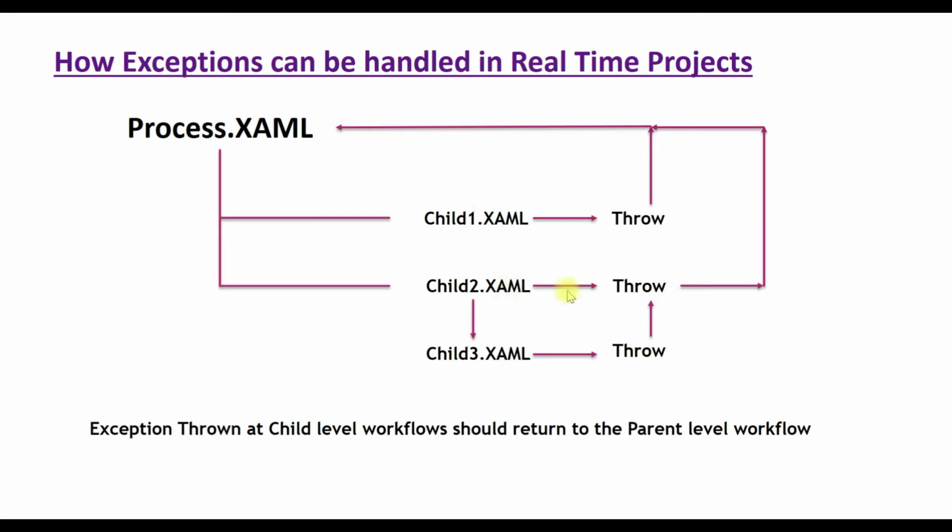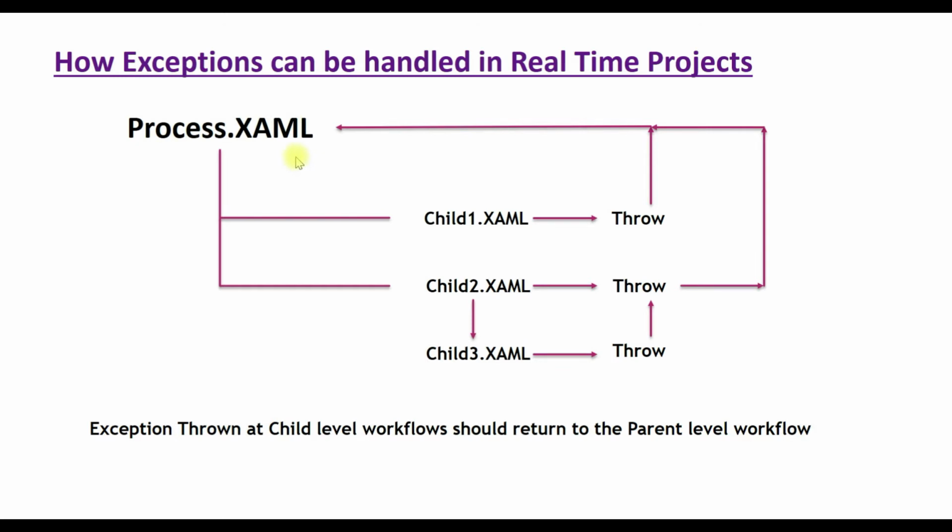In child2.xaml I have invoked child3. Okay. In child3.xaml now an exception is thrown. For this child3.xaml the parent is child2. So the exception that happened at child3 will go to child2, and for child2.xaml the parent is process.xaml. So from child2.xaml it will directly go to the parent, that is process.xaml. That is what I am trying to say: an exception thrown at the child level should return to the parent level.